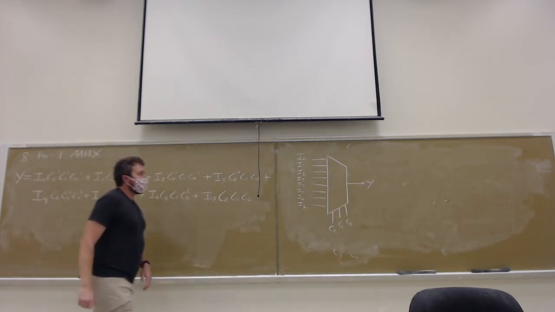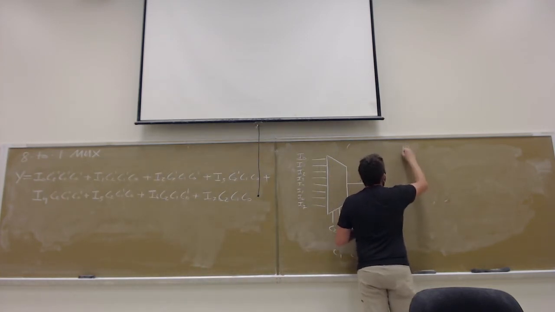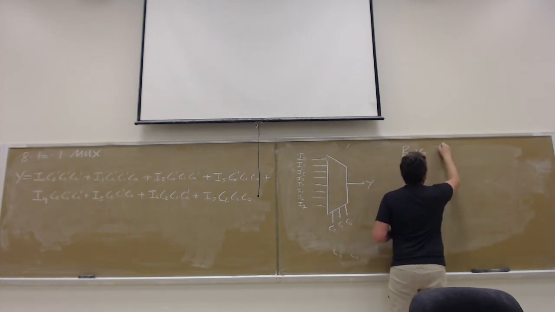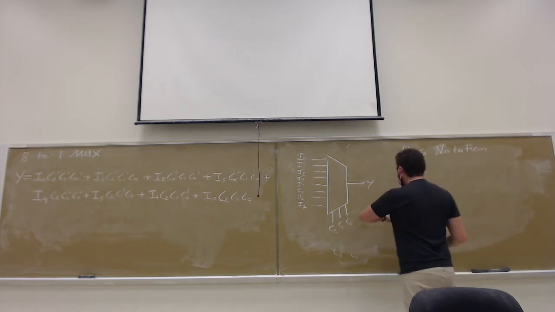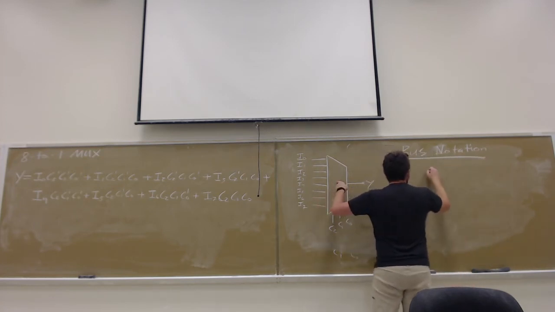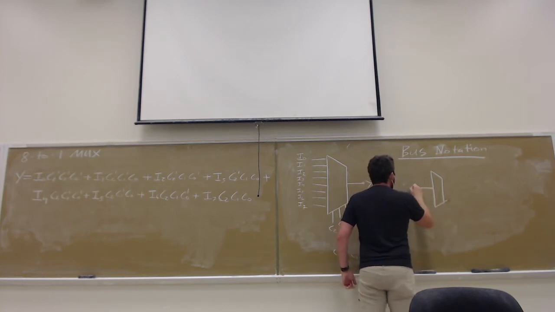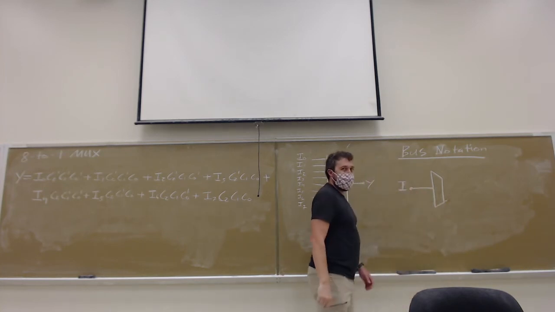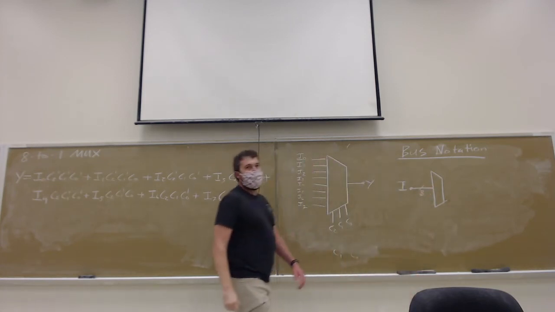So what we're going to do now is introduce a concept called bus notation to make this a little more condensed and easier to write. Bus notation. So we take the trapezoid, and I'm going to draw one line and just call it I, make a dash through it, and underneath I'm going to write an 8.